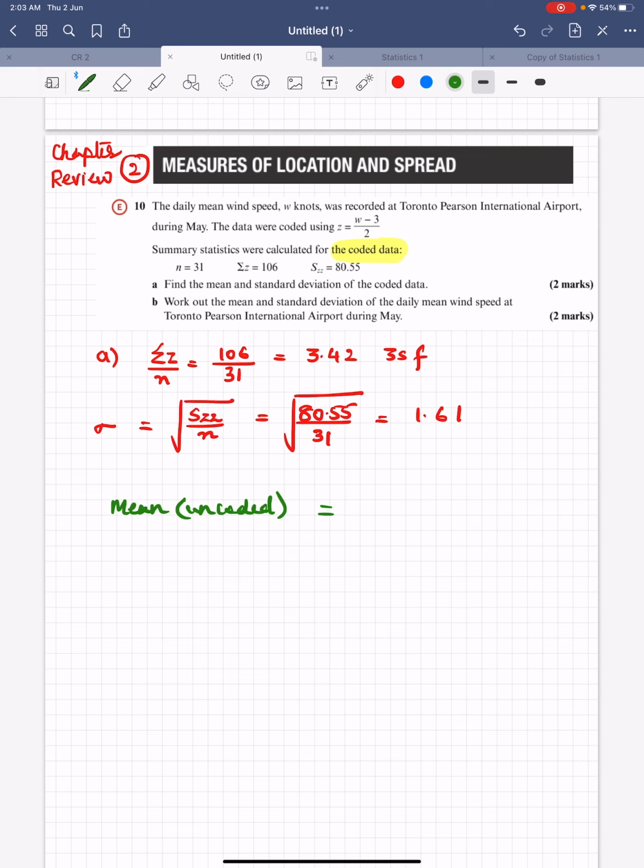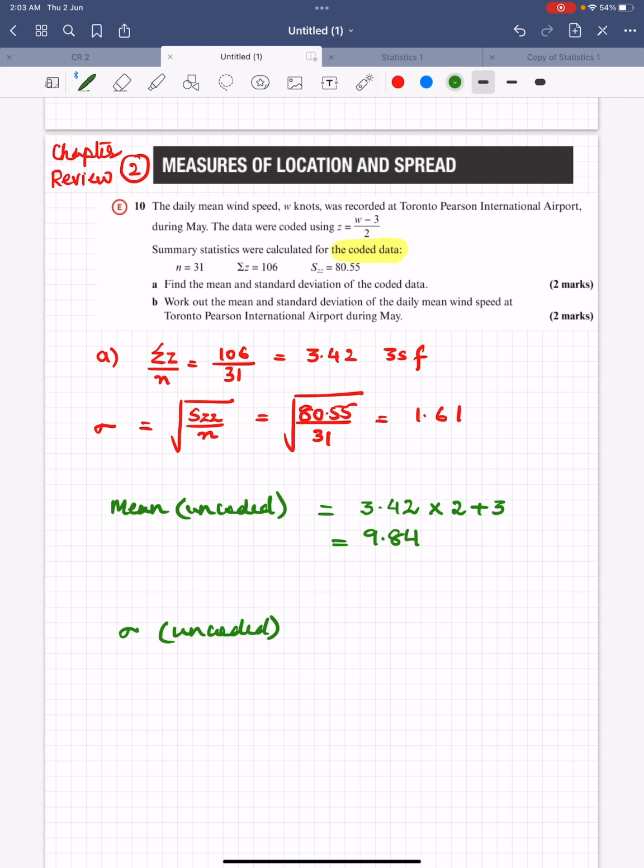So to the coded mean 3.42, we multiply it by 2 and add 3, which gives us the mean, which is 9.84. And then we have the standard deviation, which is again uncoded.